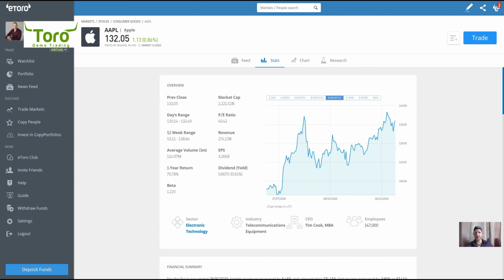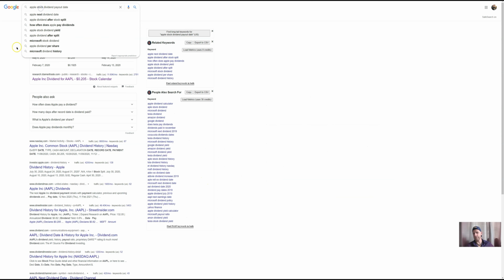Then another thing you want to look for is when these dividend payouts occur. Go to Google again. The easiest way is to search Apple stock dividend payout date. You can see that in November they paid out 0.205 per share, so if you had 1 share, you would have gotten 20.5 cents on this date.